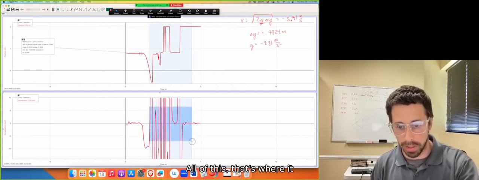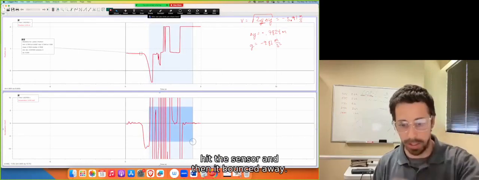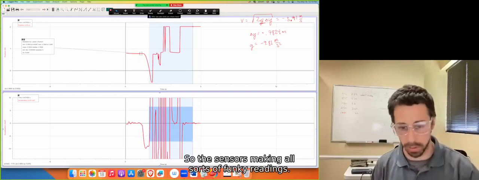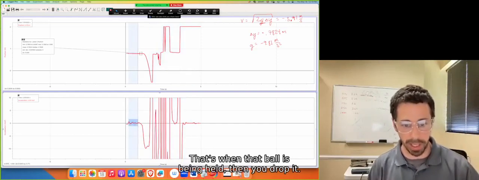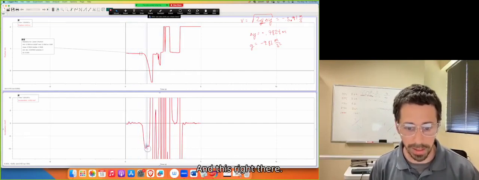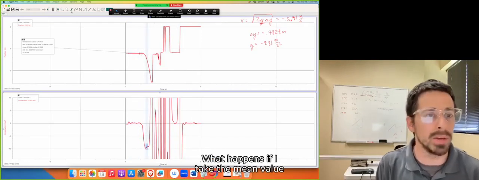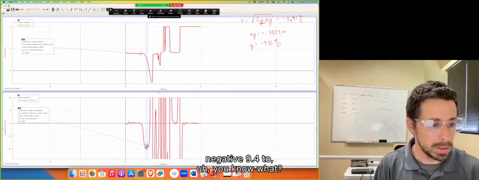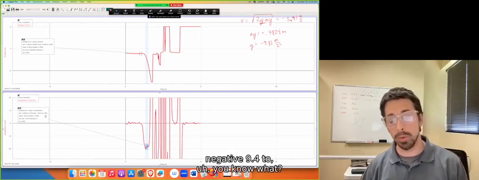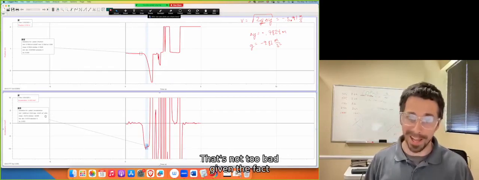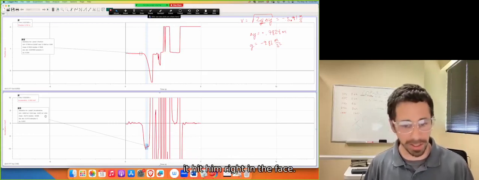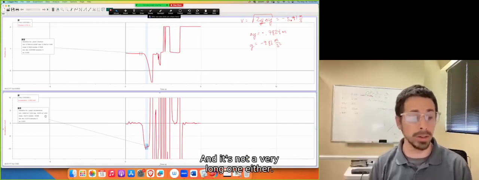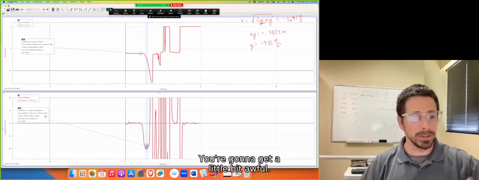Afterwards, all of this, that's where it hit the sensor and then it bounced away, so the sensor's making all sorts of funky readings. Acceleration is 0 when the ball is being held. Then you drop it, and this right there, what happens if I take the mean value? -9.42. Hey, that's not too bad, given that it's a motion detector and I dropped the ball right in its face, and it's not a very long drop either.